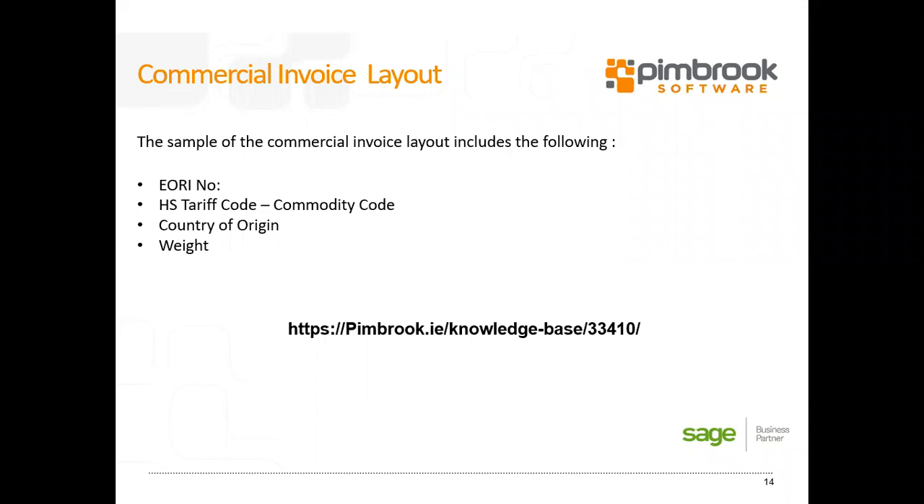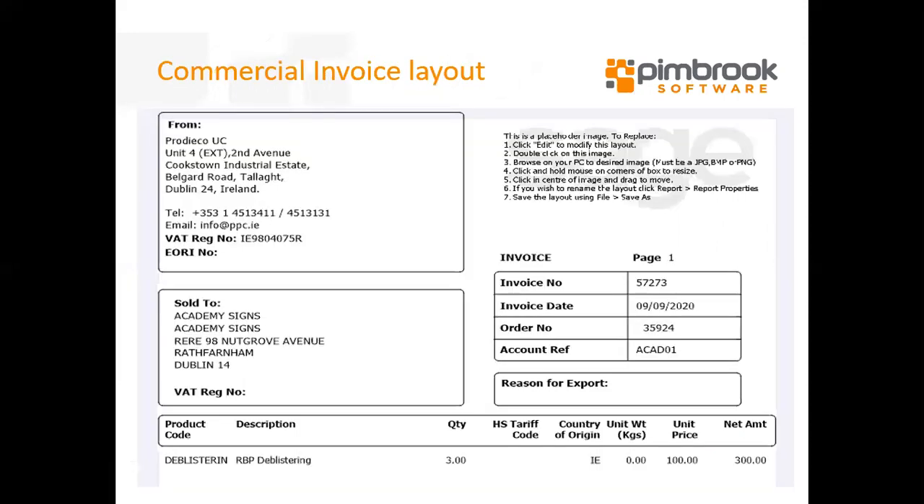Now, some of the things you will see on this template is the EORI number again. The commodity code is now required. The country of origin is required, and the weight as well. Again, we have a knowledge-base article where you can freely download this template if you are on version 26, for instance, but version 27, it should come up automatically once you install this update. That's the knowledge-base article. We can send that out to you if you give us a call or send us an email.